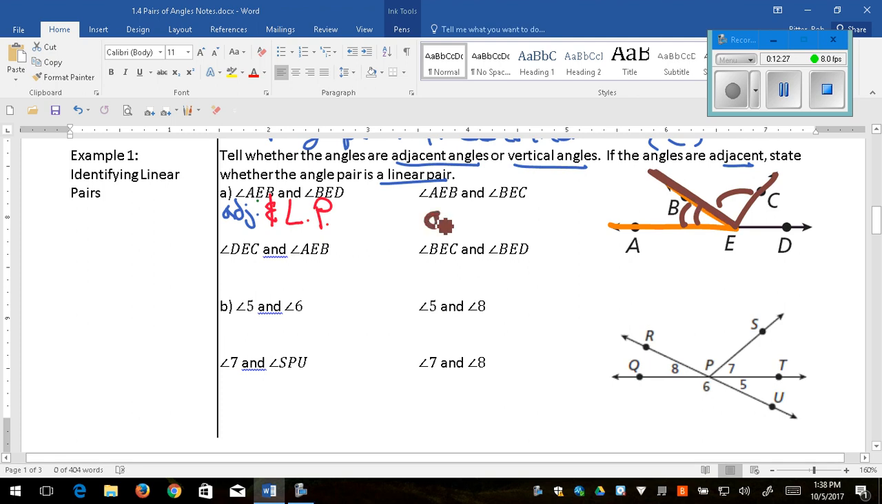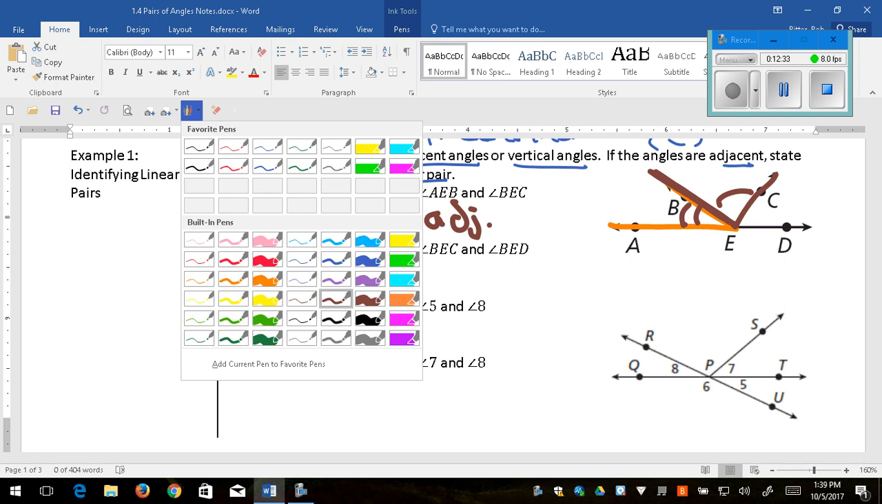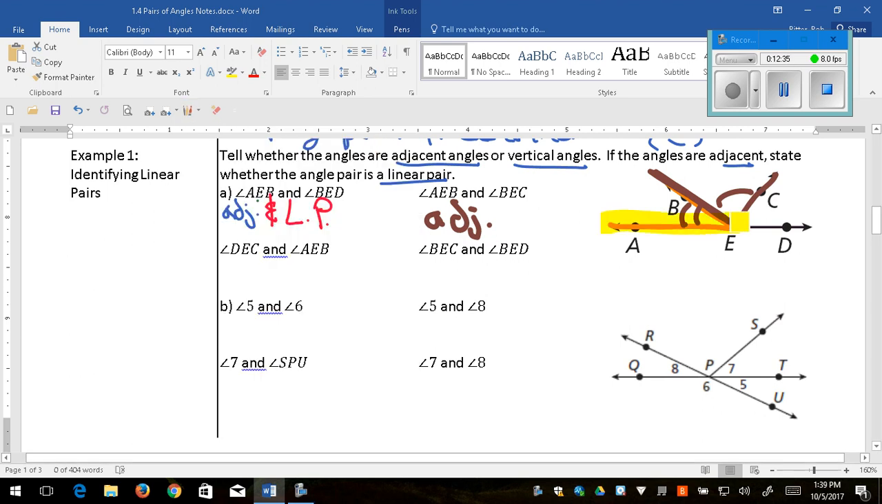So they are adjacent. But they do not form a linear pair because when I put the two rays that are not connected together, I get a larger angle, like I should with adjacent angles, but I don't get a linear pair. It does not form a straight angle.